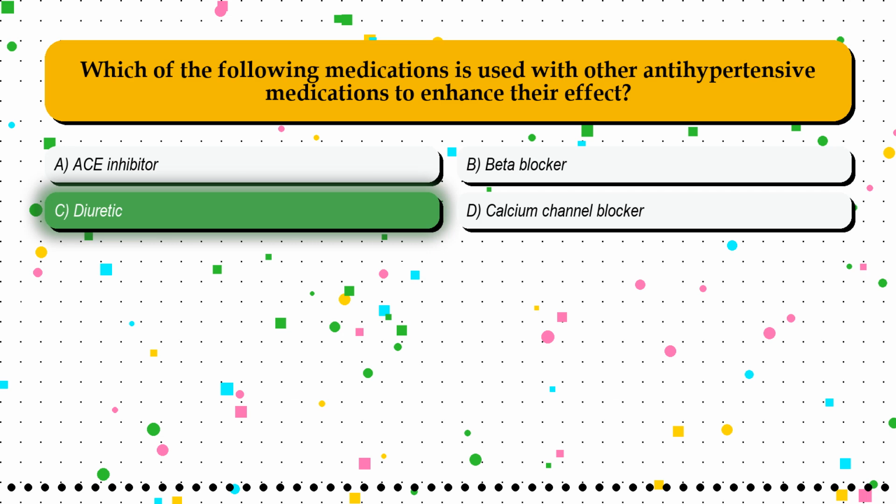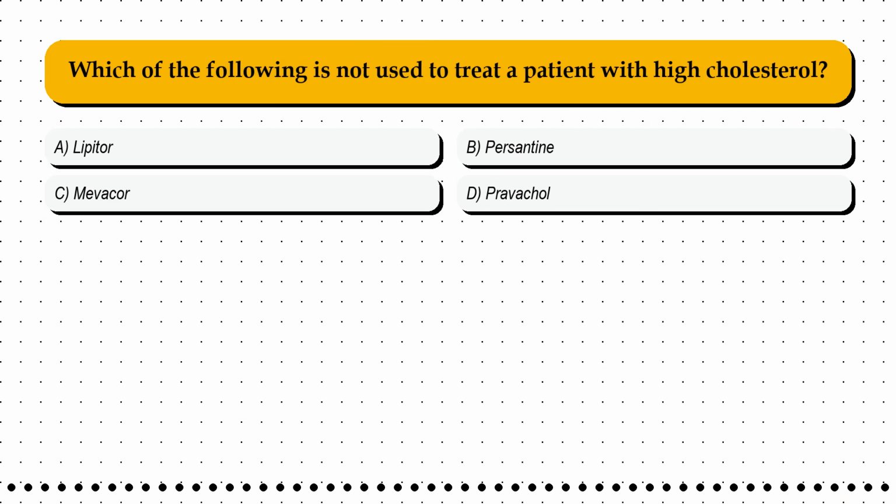The correct answer is option C, diuretic. Question 109. Which of the following is not used to treat a patient with high cholesterol? Option A, Lipitor. Option B, Percocet. Option C, Mevacor. Option D, Pravachol.